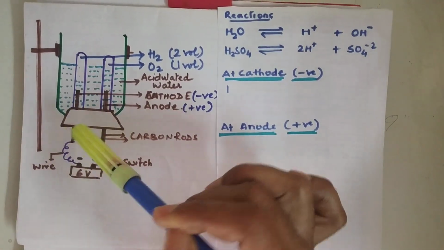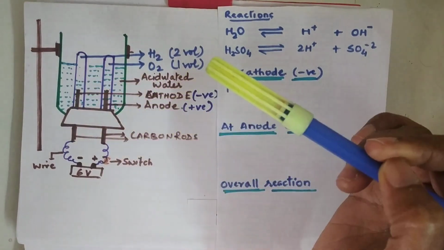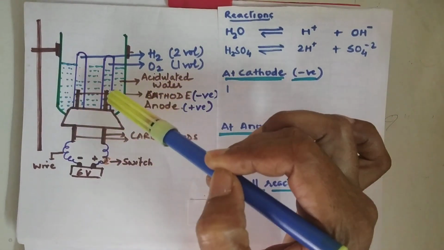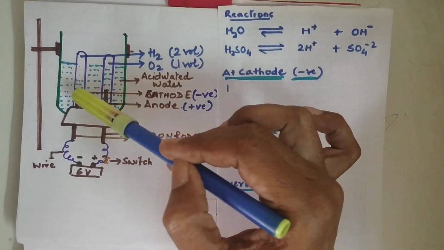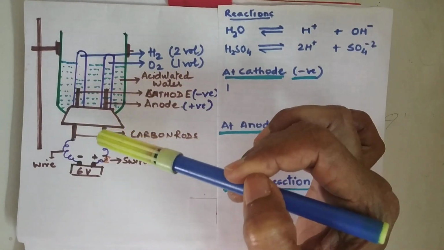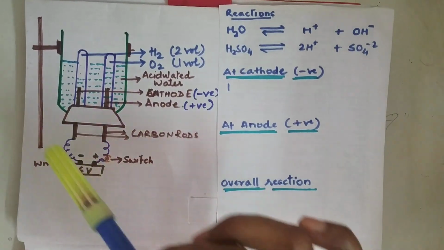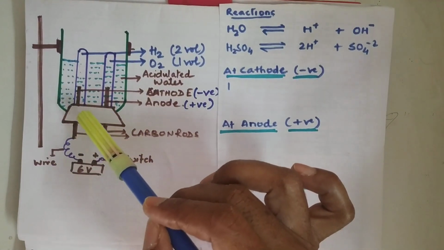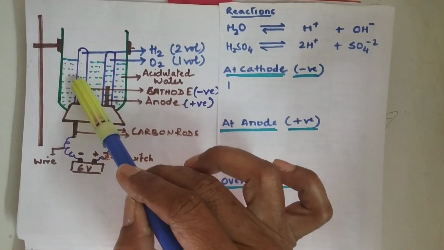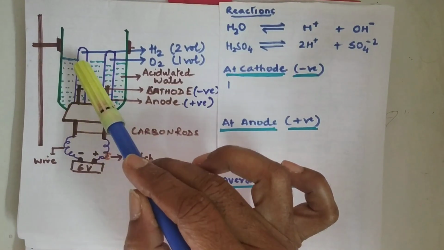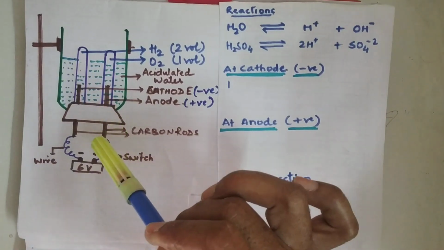Before passing the current, you have to take two test tubes, fill them with this acidulated water and invert them over these two electrodes. Then switch it on. Within a few seconds or few minutes, you'll see some bubbles rising in these test tubes and the water level moves down in these test tubes. This is known as downward displacement of water.